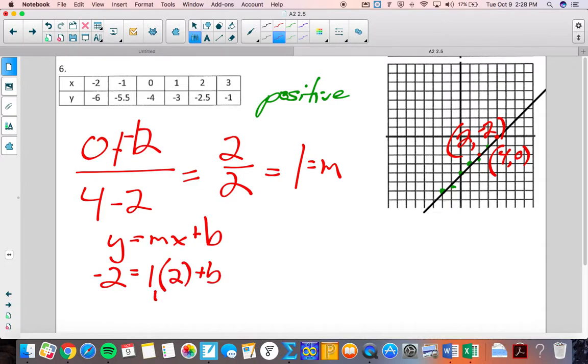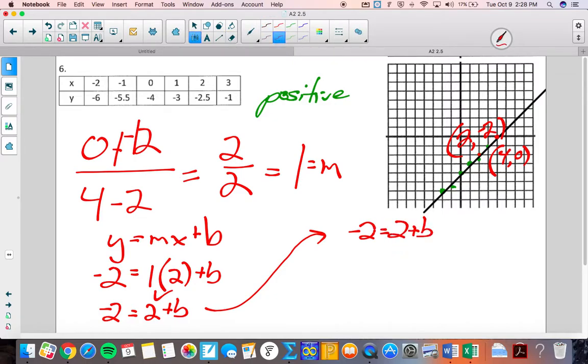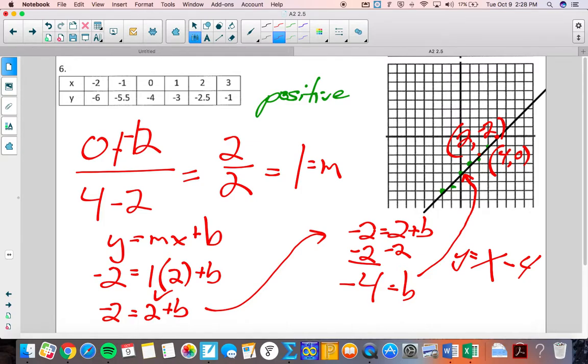Simplify and solve. Simplify means clean up that right side. 1 times 2 is 2. And so now I'm going to subtract 2 from each side. So subtracting 2, I get -4 for b, which, oh yeah, look at that y-intercept. It's -4. So the equation of my line is y equals 1x, or just x, minus 4. Boom. That's the equation for my line of best fit.